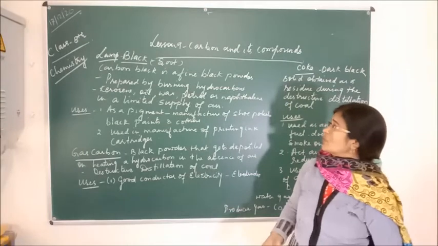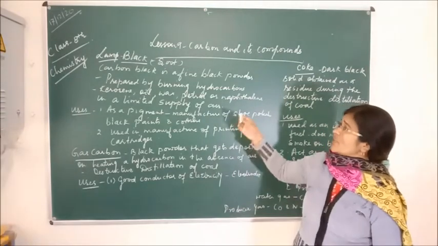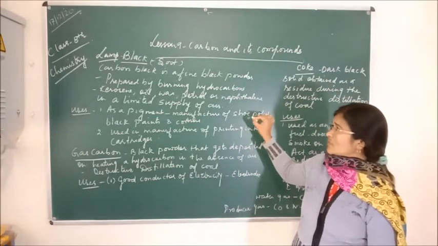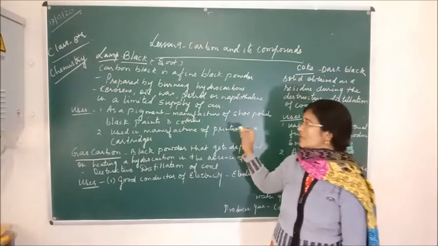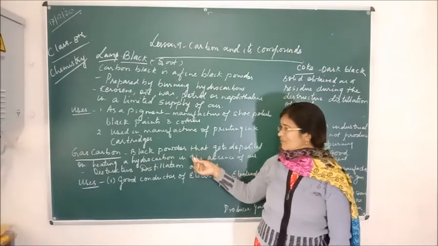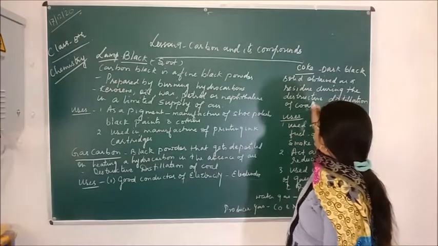Three main points we have to discuss. First is lampblack, which is an amorphous form of carbon. We have to discuss how it is prepared and what its uses are. Second, we have to discuss gas carbon, and the third one is coke.